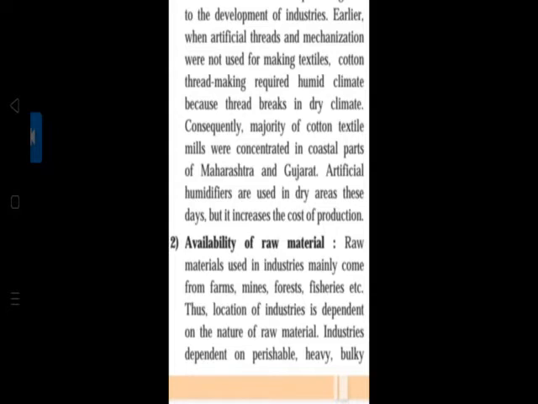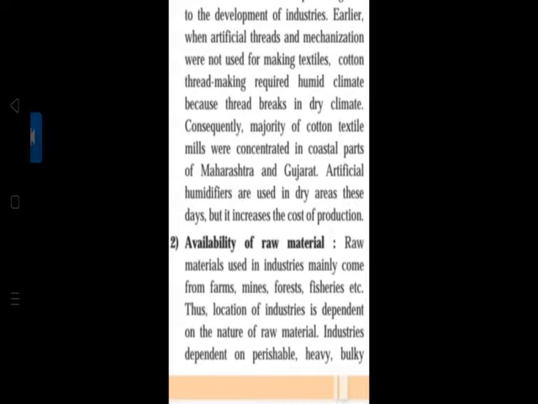Availability of raw material. Raw materials used in industries mainly come from farms, mines, forests, fisheries. Third, location of industries is dependent on the nature of raw material. Now, what kind of material is needed for that industry? That also makes a difference. As I said, sugarcane has to be near these industries. What is the reason? We have spoken about that.